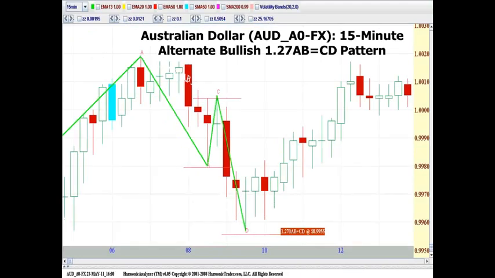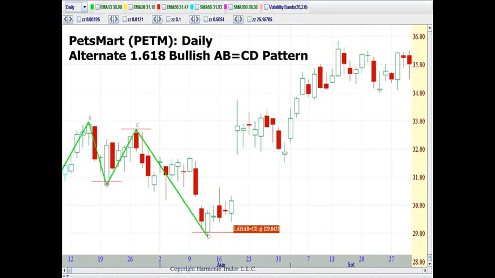Looking at this example of the Australian dollar on a 15-minute basis, we have what looks like an equivalent AB equals CD structure. However, the CD leg is extended. The CD leg is 1.27 of the AB leg.